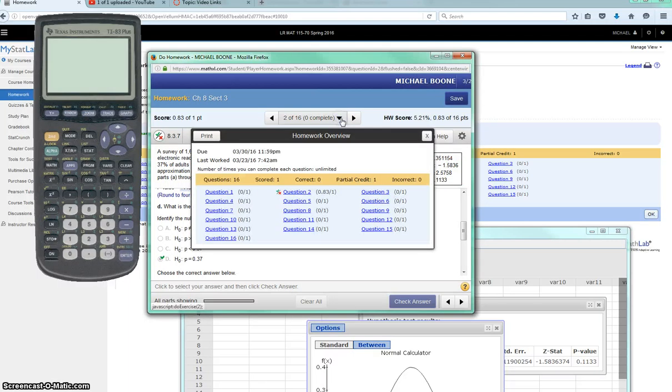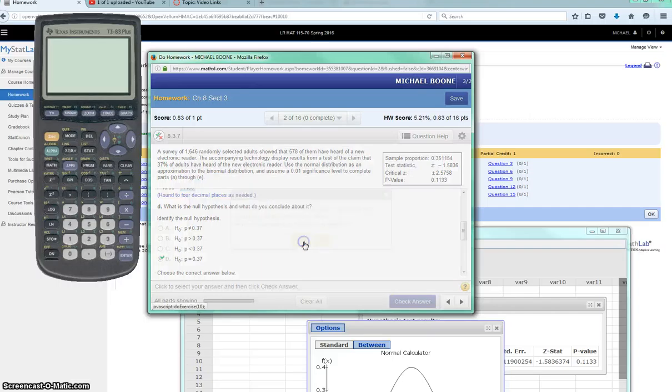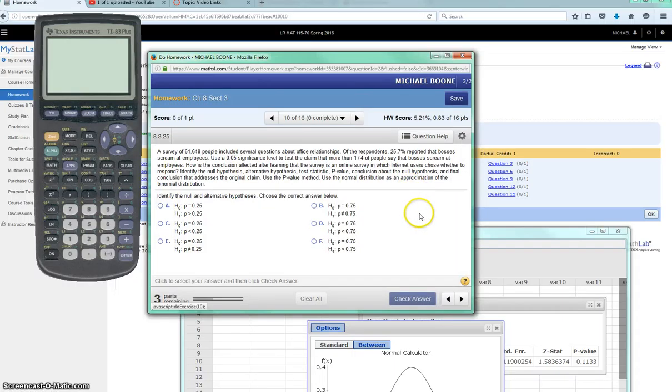Let's do one more from this section, since I just kind of walked through how to do a problem where we could see what the numbers were. I believe on number 10, they don't give us the numbers, right? So first we have to identify the null and alternative hypothesis. So we have a big survey. 25.7% reported that bosses screamed at employees. Use a 0.05 significance level, this is our alpha, to test a claim that more than 1/4 of people, so that's 25%, say that bosses scream at employees.